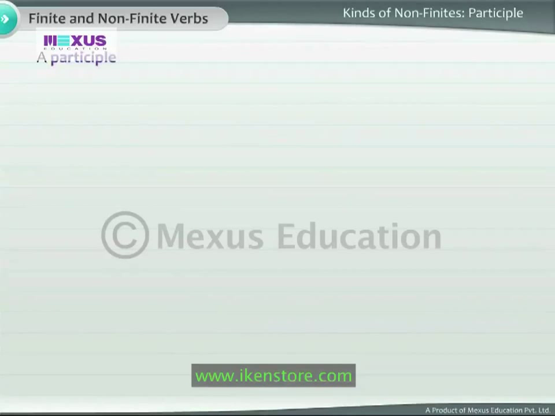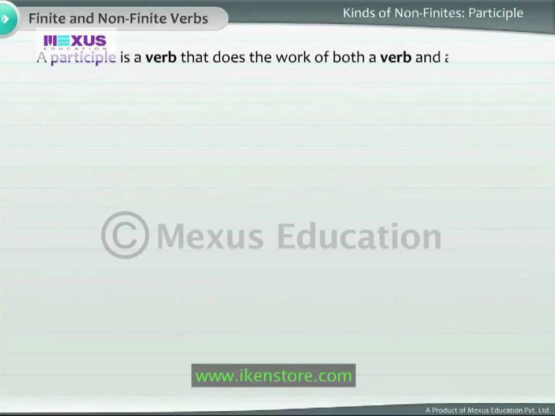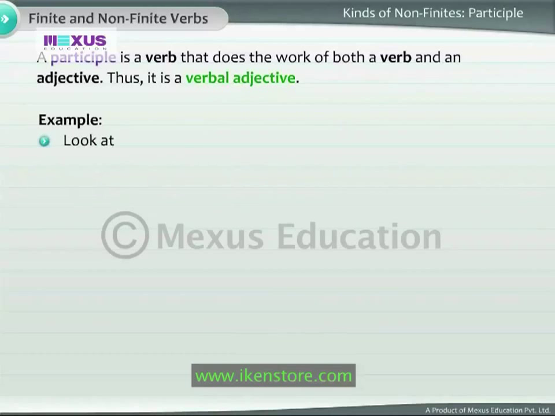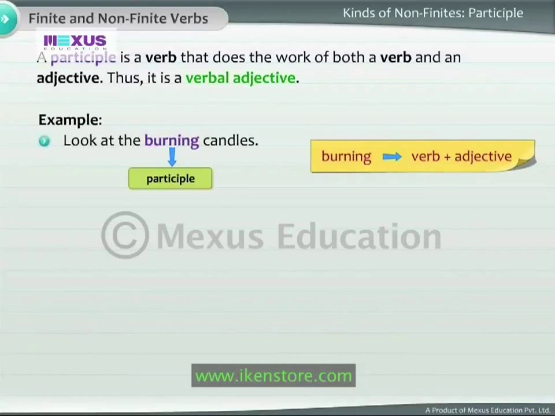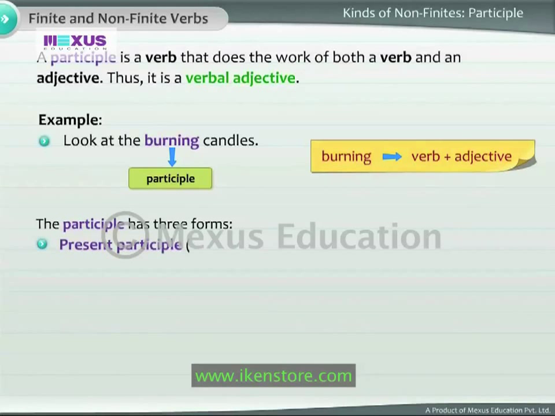A participle is a verb that does the work of both a verb and an adjective. Thus, it is a verbal adjective. For example, look at the burning candles. The participle burning acts as a verb and at the same time describes the noun candles. The participle has three forms. The present participle consists of the verb plus ing.